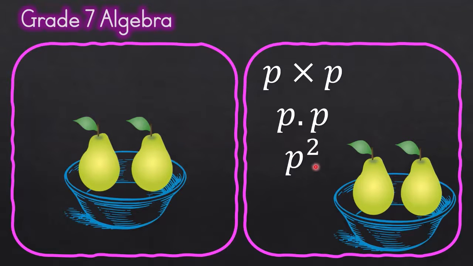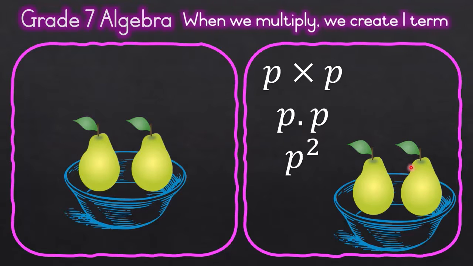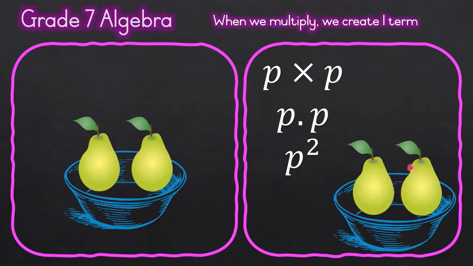Now they are packaged together as p squared. So there are two pears packaged together, one term, one item. Okay, so let's move on, and we get it to be a little bit more difficult.